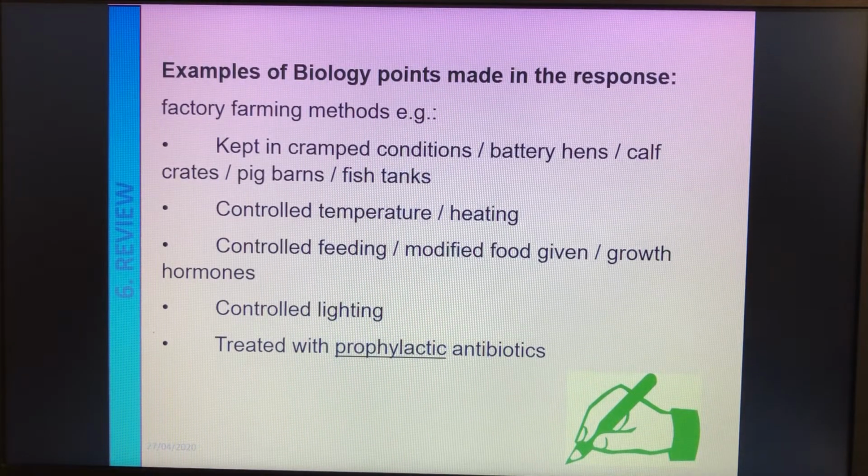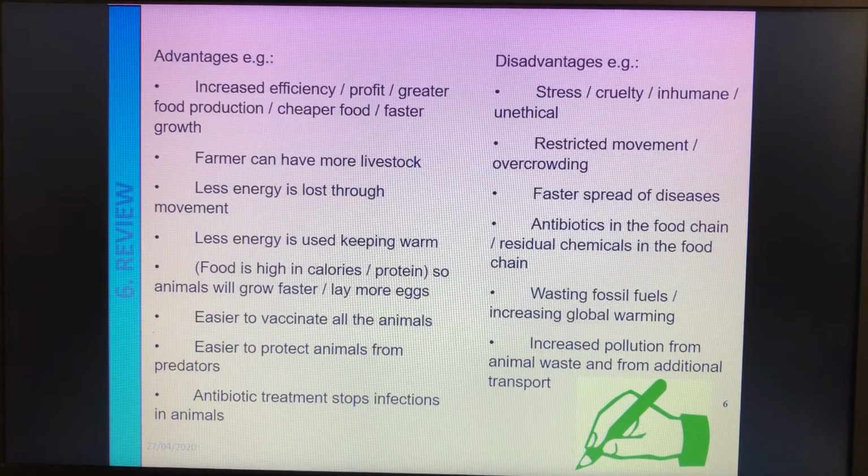So there are more points now, so that's the kind of the method, what it's like, and then the advantages and the disadvantages. So advantages for the farmer is that it's efficient, there's greater profit margins, more food produced, therefore they can sell it for a cheaper price. You've got fast growth because more energy is put into growing. We saw those pig pie charts last lesson. They can have more livestock in a smaller area. Less energy is lost through movement, keeping warm. Okay, so all of that energy goes into growth.